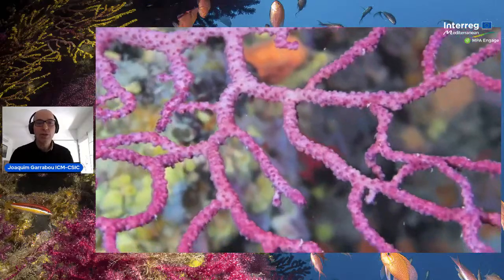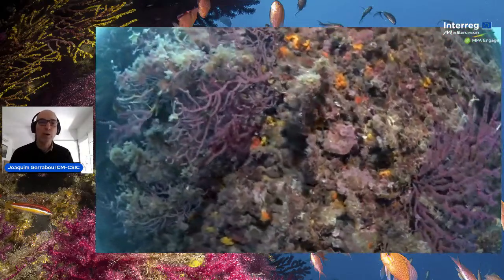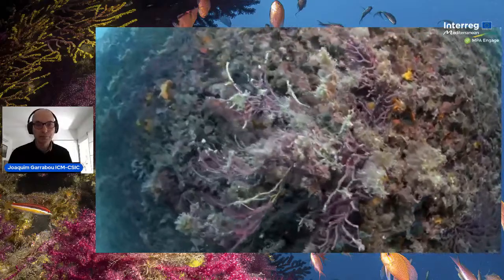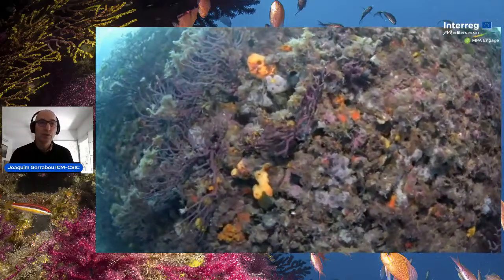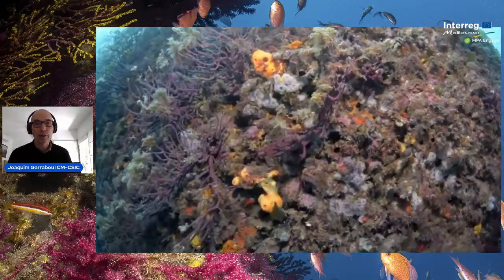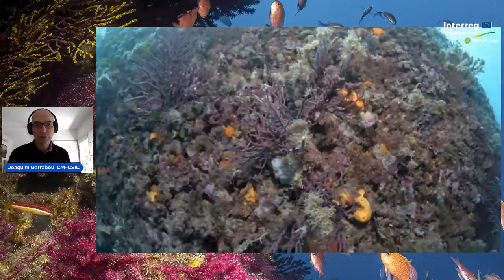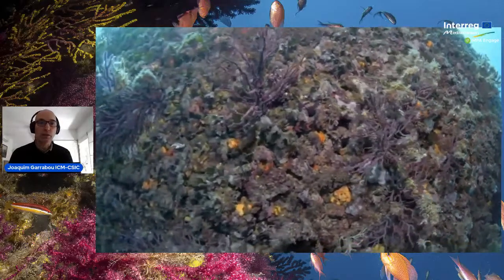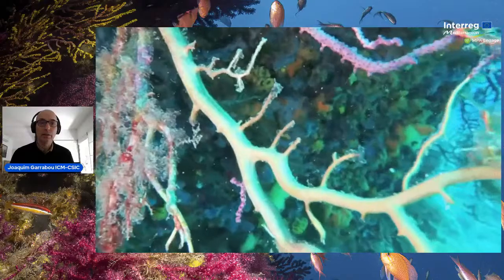So in the video here, you see a healthy colony. Now we are in a population that has been affected. You see that the red gorgonian, Paramuricea clavata, has a lot of epibiosis on the branches. So this is typically what happens when a mass mortality event impacts.